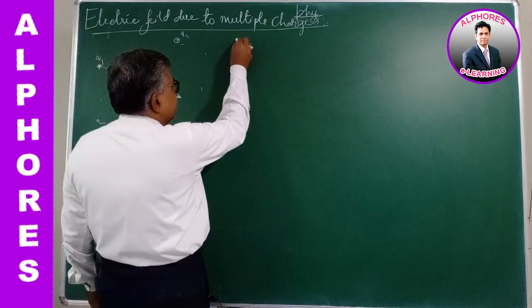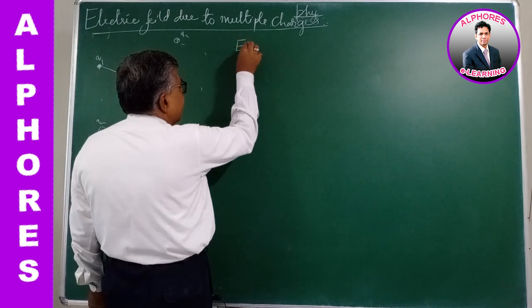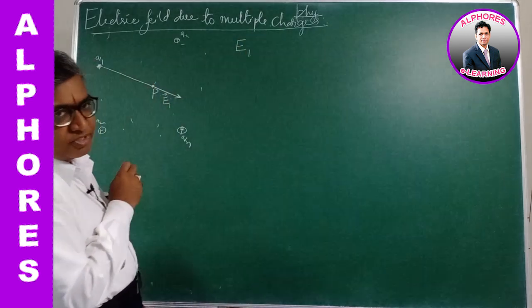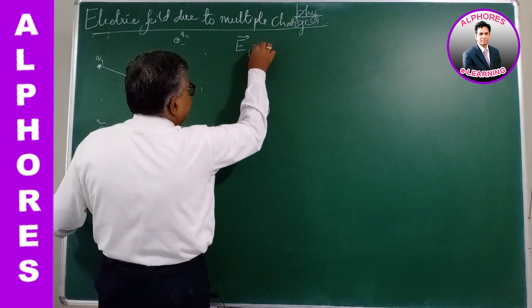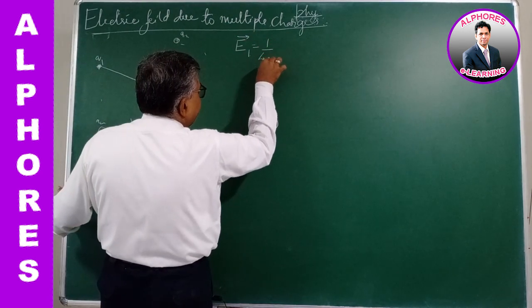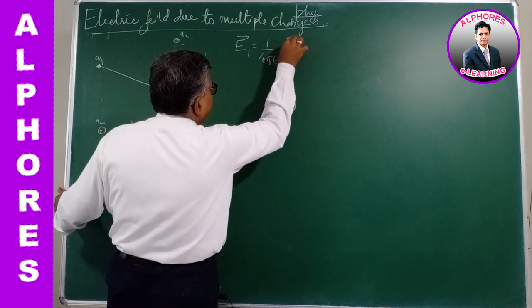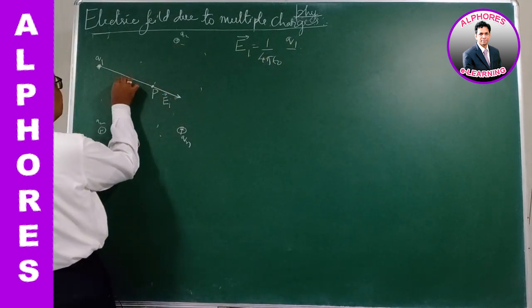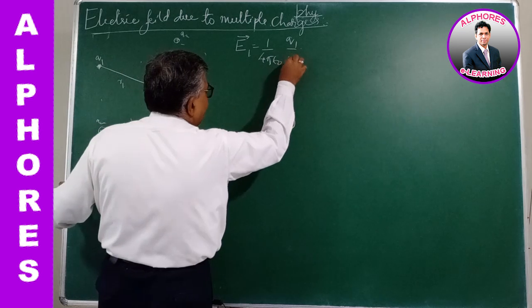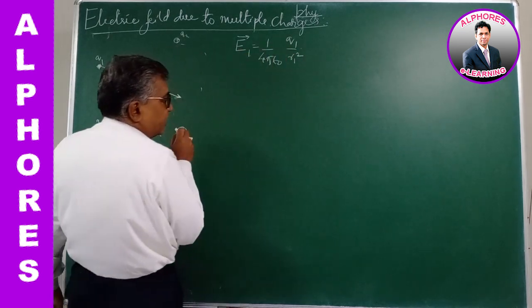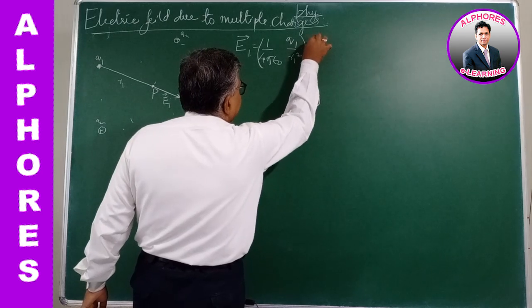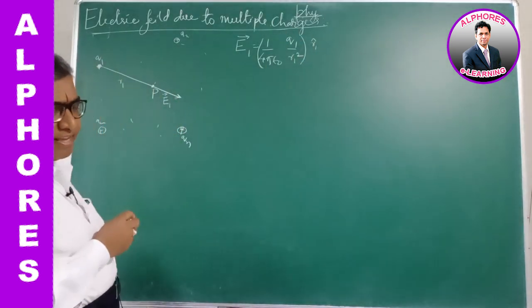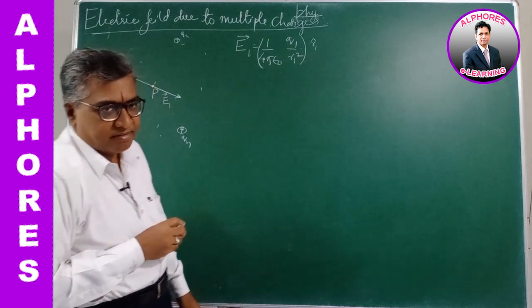Now, considering the charge Q1 as an isolated positive point charge, the field due to Q1 is 1 by 4 pi epsilon naught Q1 by R1 square. This is the magnitude, and if I consider the direction, it is R1 cap, the unit vector in the direction of R1.